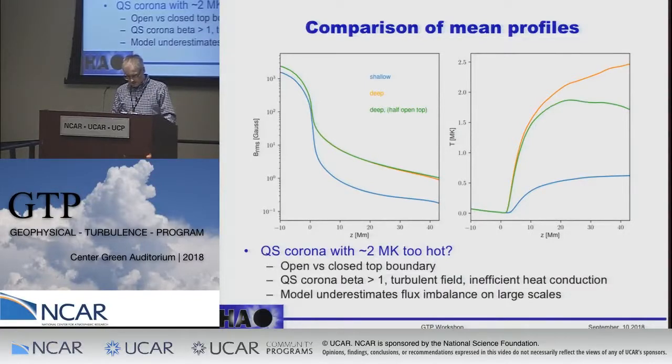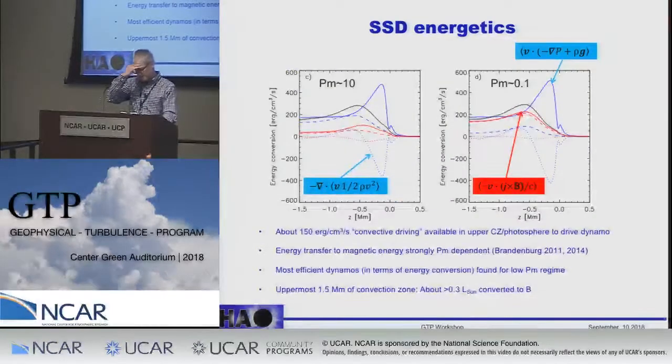Now, in the end, I would just like to highlight a few additional energetics of these small-scale dynamos. As already pointed out, there's a lot of magnetic energy compared to a large-scale magnetic field in there. This shows energy conversion rates in the uppermost 1.5 megameters. The dominant driving term is pressure buoyancy driving, the solid blue line, most of which goes into downward acceleration of fluid. If you add these two together, you get the black line, which is the total amount of energy available to drive turbulence and a dynamo, about 150 ergs per cubic centimeter per second.